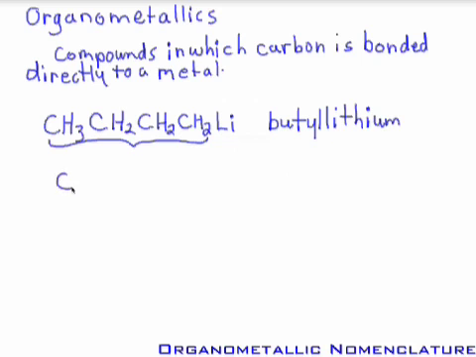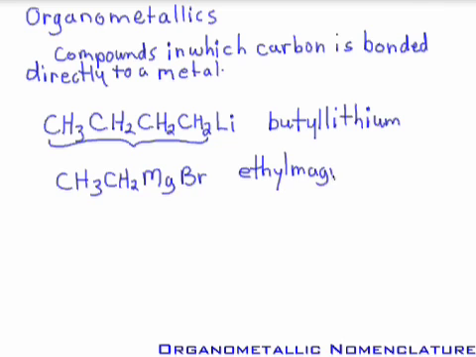You can also have such alkyl groups attached to magnesium. Here we have an alkyl magnesium, an ethyl magnesium. And you can have any halide as the other ion. You can have a bromine, a chlorine, an iodine. So it could be ethyl magnesium bromide, ethyl magnesium chloride. This is a bromide. The bromide is a separate word. Ethyl magnesium bromide. The magnesium reagent is referred to as a Grignard reagent.